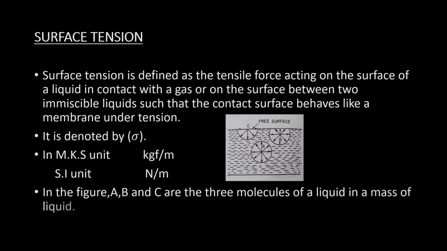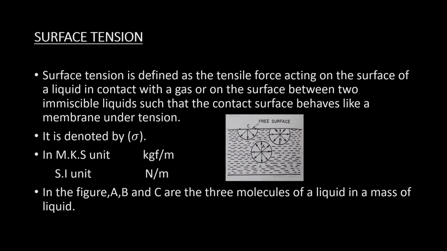In the figure, A, B and C are three molecules of a liquid in a mass of liquid. The molecule A is attracted in all directions equally by the surrounding molecules of the liquid. Thus, the resultant force acting on the molecule A is zero. But the molecule B, which is situated near the free surface, is acted upon by upward and downward forces which are unbalanced. Thus, a net resultant force on molecule B is acting in downward direction.